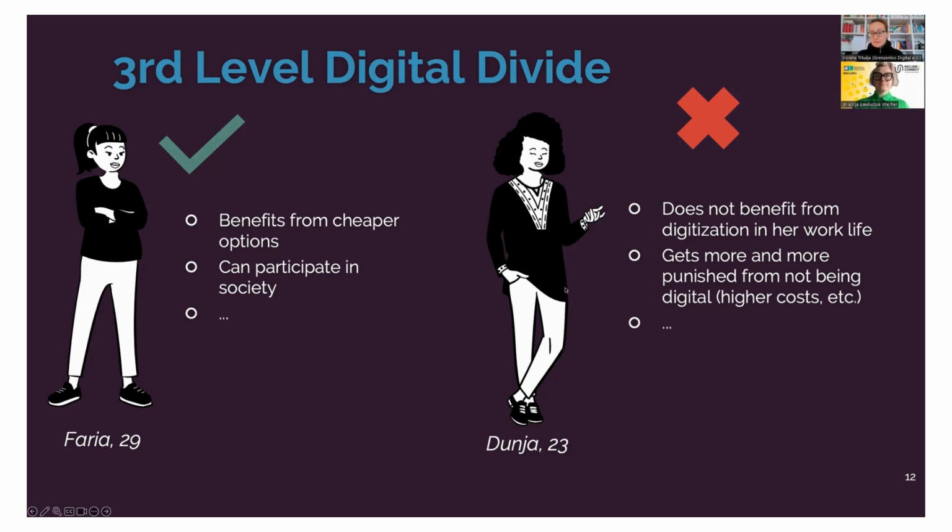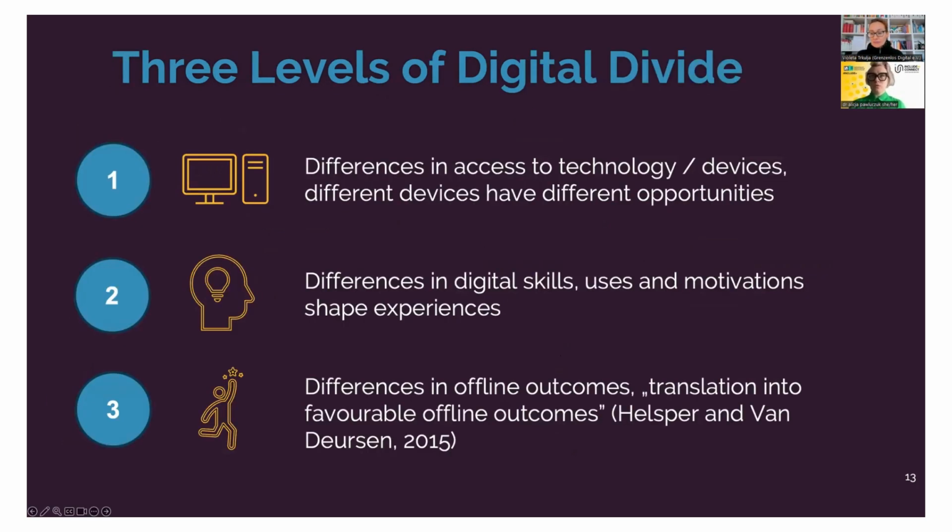If we sum up these three levels, then the first one is the difference in access in technology and these devices. Different devices have different opportunities. We have, on the second level, the difference in digital skills, uses, and motivations that shape the experiences of the people. And then we have the differences in offline outcome. That means, how do your skills translate into favorable offline outcomes? And this is one way to see digital inequalities.